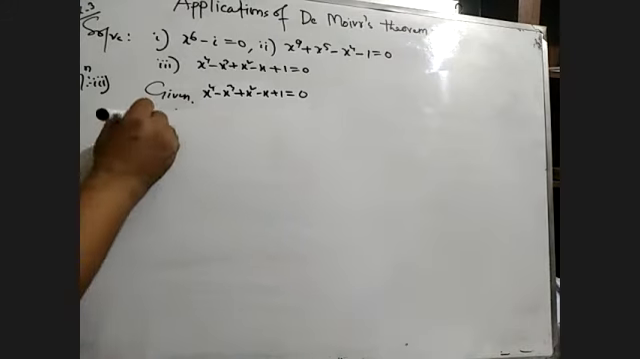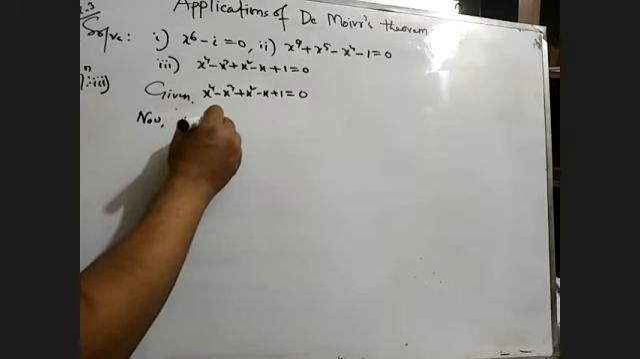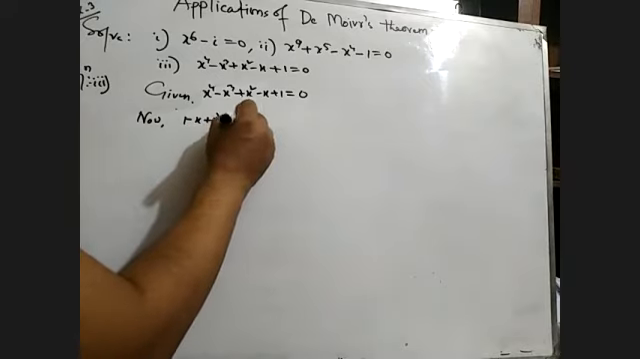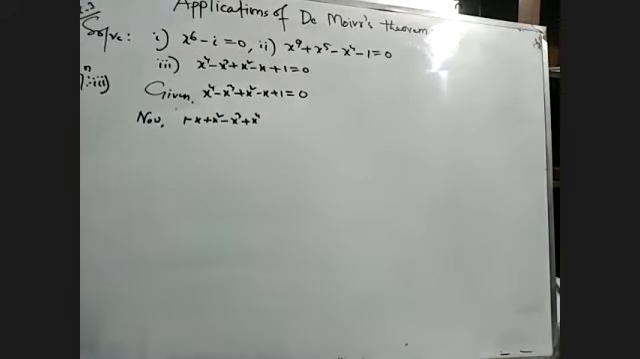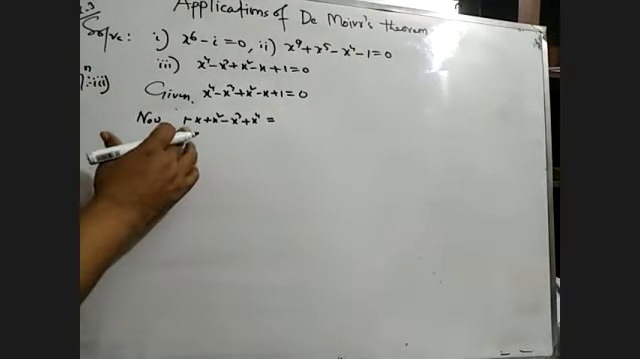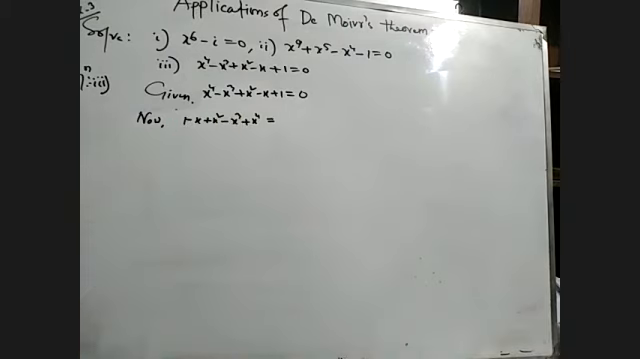Now we have to make another sense here. 1 minus x plus x^2 minus x^3 plus x to the power 4. What will this equal to? 1 minus x plus x^2 minus x^3 plus x to the power 4.